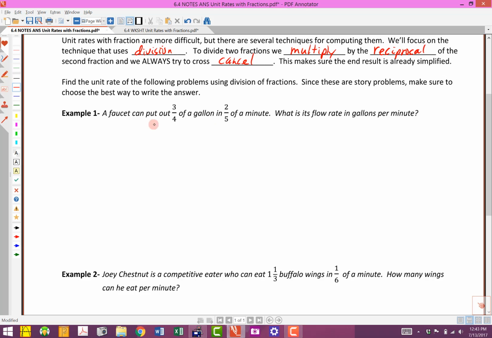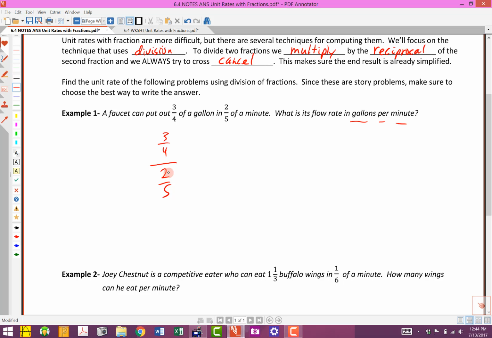So it says a faucet can put out 3/4 of a gallon in 2/5 of a minute. What is the flow rate in gallons per minute? Well, there it is right there. It says we're going to do gallons per minute. So it tells us which one we want on the top. So we're going to do the 3/4 of a gallon on the top, the 2/5 of a minute on the bottom. We're going to remember that we've got gallons on top and minutes on the bottom. If you want to write those, you can.